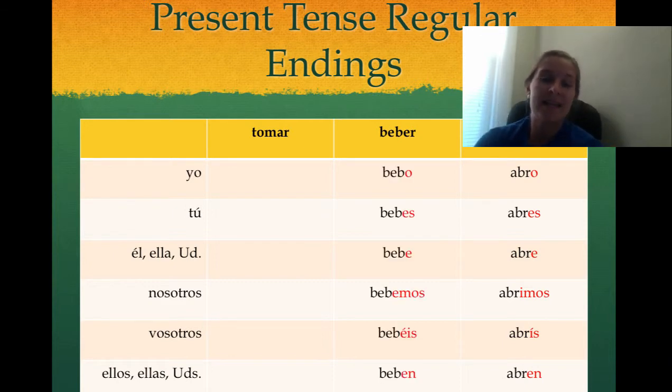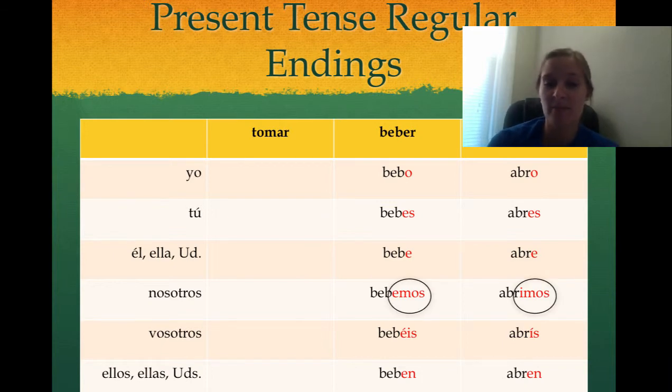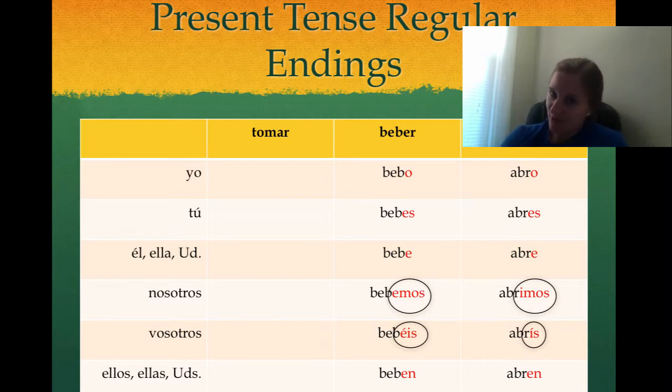Hopefully you've noticed that the only 2 differences between our ER and IR ending verbs in the present tense are the nosotros forms, emos, imos, and the vosotros forms, éis, ís. Now, you probably remember these if you've had me in the past.